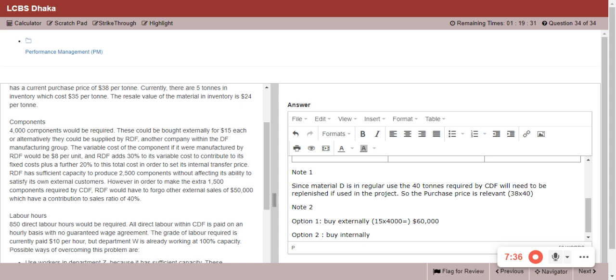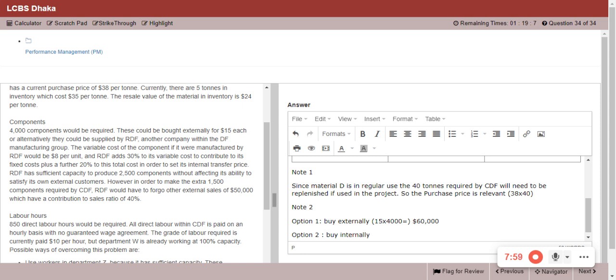They're saying that out of these 4,000 components, 2,500 they can produce without affecting external sales, but for the other 1,500, if they make them, they will have to give up a sale of $50,000, or let's say a contribution of $20,000. So is this part of our relevant cost or not?